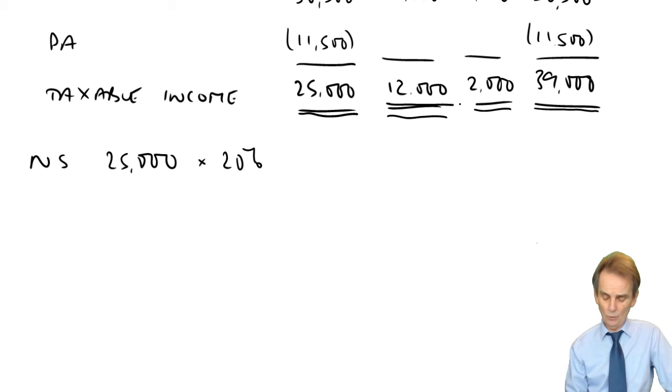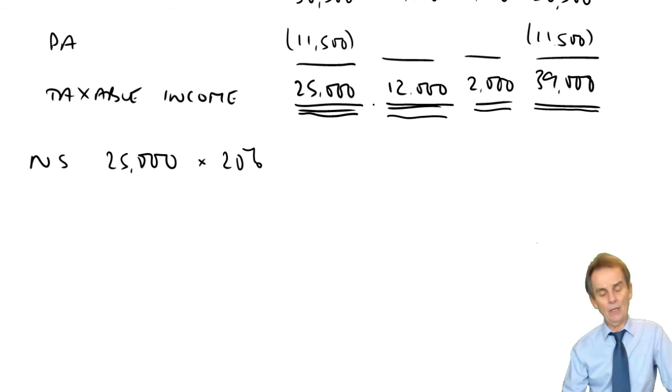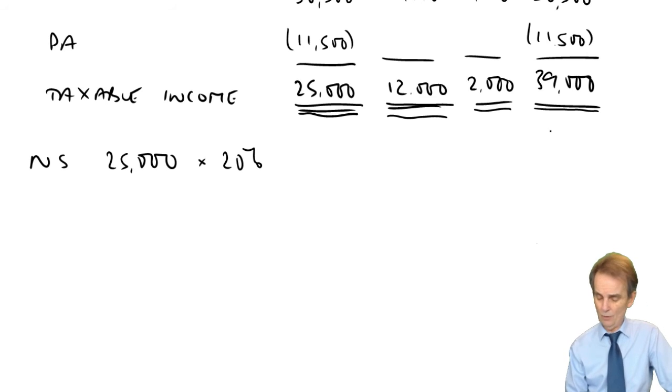First of all, given that 25 is more than 5,000, there is no 0% starting rate for us to use. So, do we get a savings income nil rate band? Yes, we do. We are a higher rate taxpayer and therefore benefit from some savings income nil rate band, but only £500.